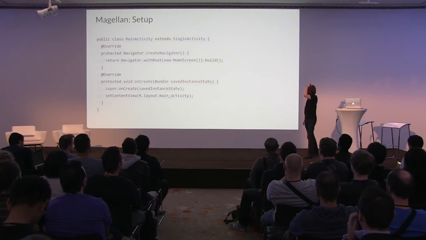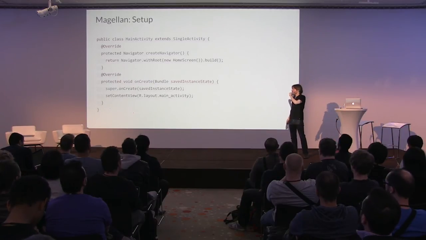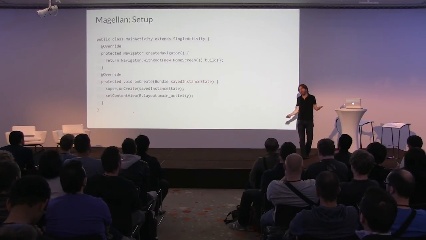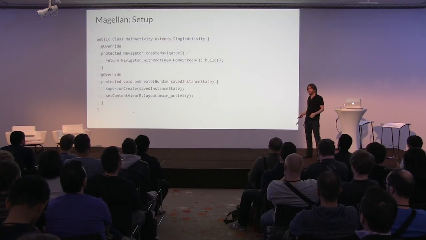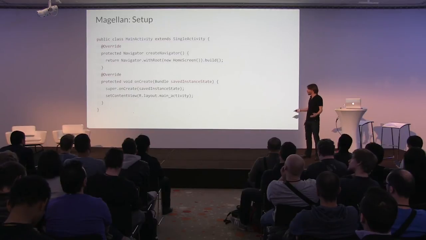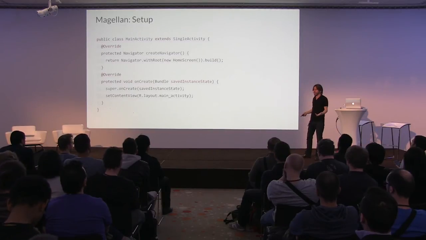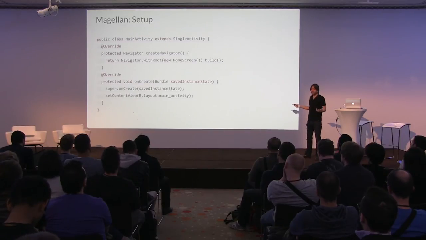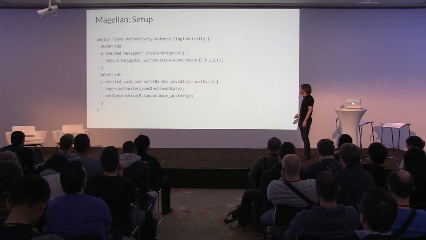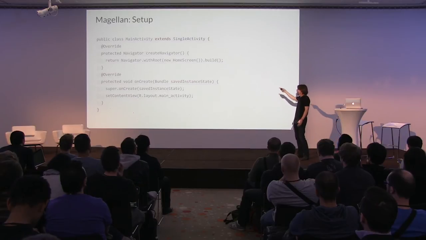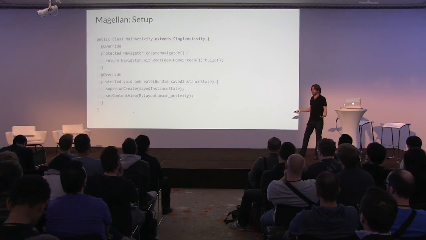What I decided to do is to simply provide a base activity that I call SingleActivity that does all that wiring for you. So it's calling all the lifecycle methods on the navigator for you. So you just have to extend it. But if you want, you can do it manually as well. The code is not that long. But that comes with a big advantage, which is a pretty easy setup.